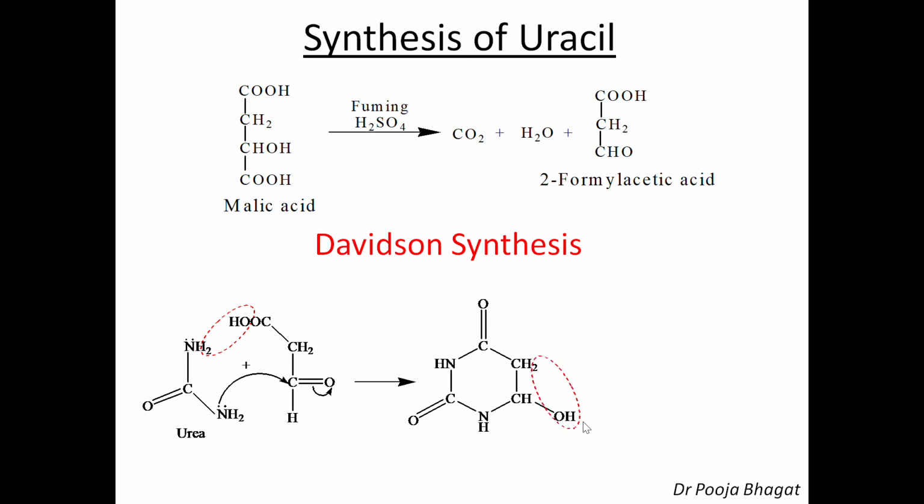And what will be the next step then? Again dehydration, loss of a water molecule, and you get this uracil. Sulfuric acid is a dehydrating agent, so it helps in the removal of the water molecule, and you get uracil. So this is another way to synthesize uracil.